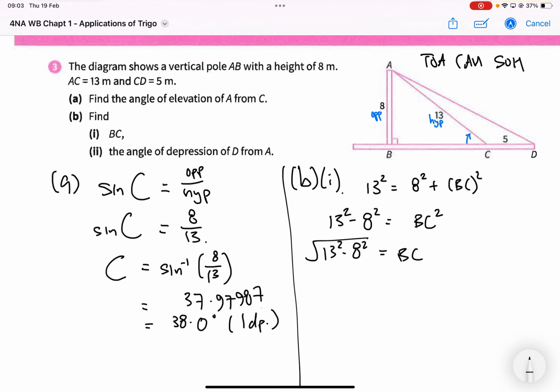Okay? Then same, press calculator. Square root of 13 squared minus 8 squared. 10.24695. Write a bit longer first, then round off to 3 significant figures.